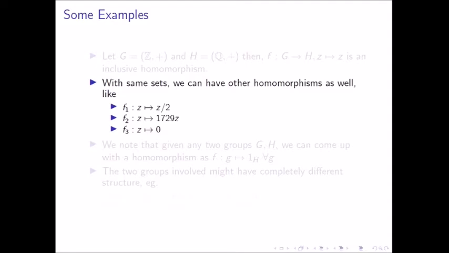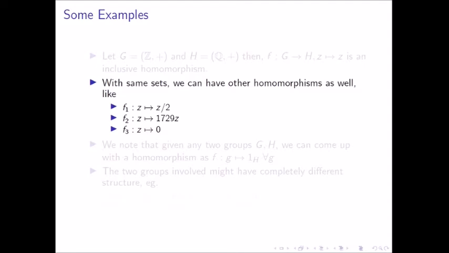So let's look at another one. Z goes to 1729Z. Similar logic says that F2 is a homomorphism. Finally, look at this example F3. Over here, each z in the integers is mapped to 0. This is interesting. This is the first homomorphism which is not injective. In fact, it is a constant.